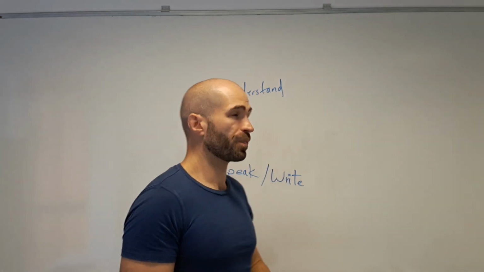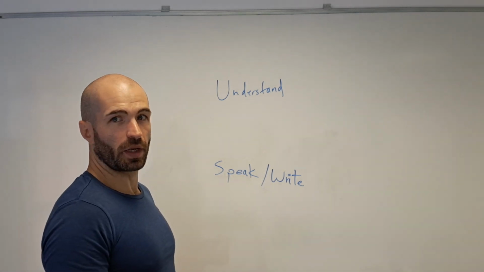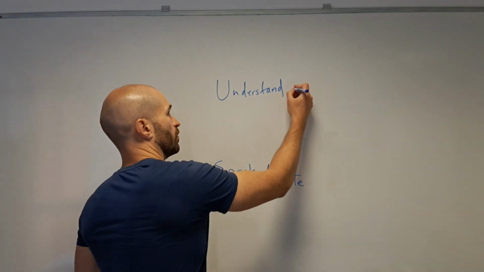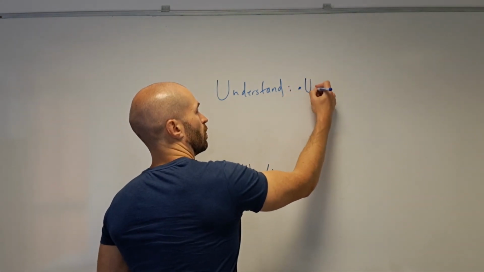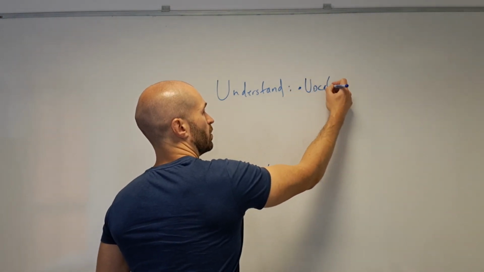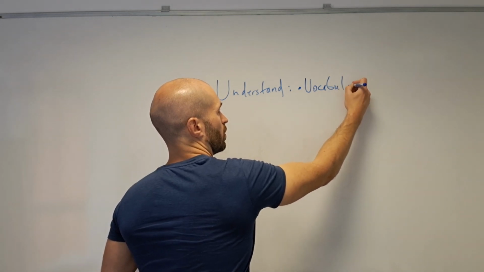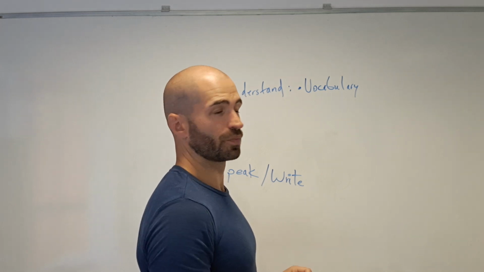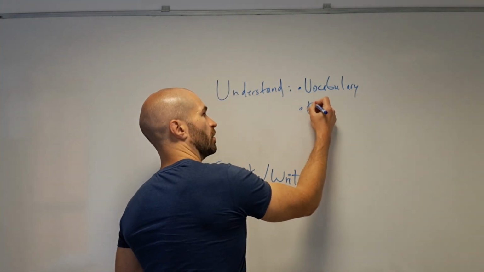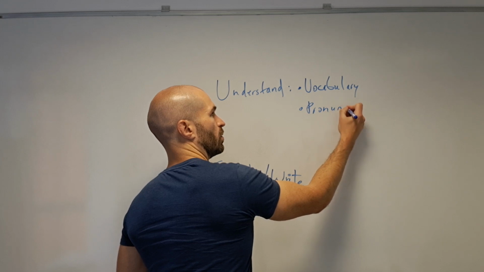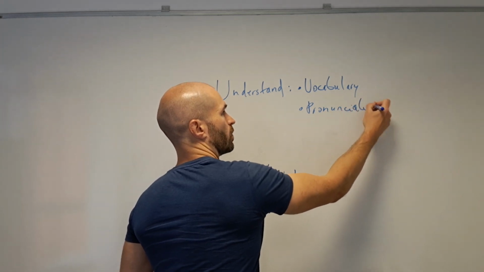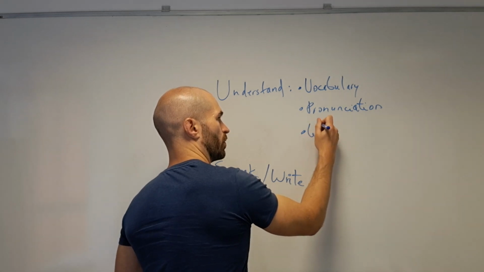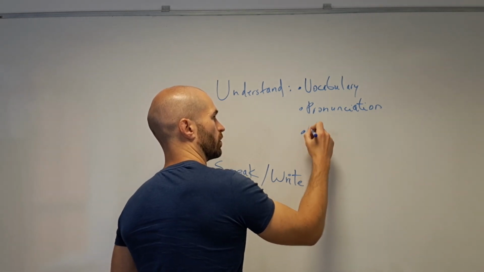Okay, first thing you need is to understand, because you can't really say what you don't understand, right? So there are three main skills that you need to learn to understand a language. You need vocab. You need to know a lot of words to understand a language. Then you need to know pronunciation, and then you need grammar.